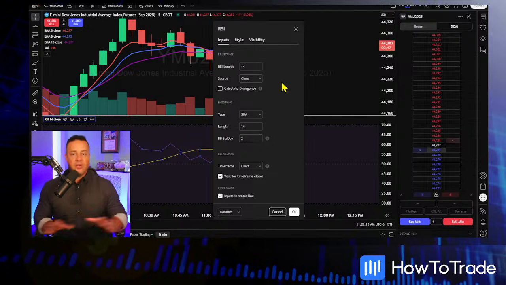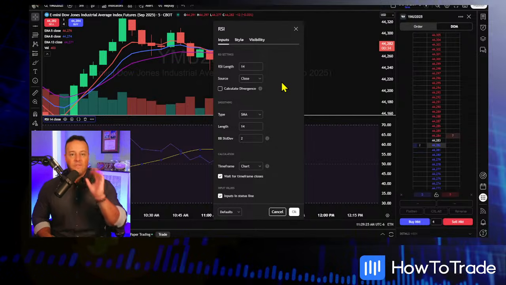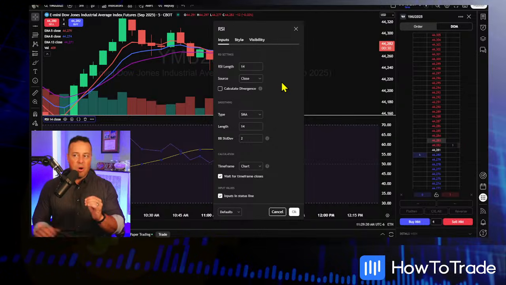I use the factory settings, like the default settings when you buy a TV or a computer or your phone. It's got all the default settings. I leave it on default. This is what Welles Wilder Jr. intended. An RSI length, the periodicity is 14. Your length is 14. Your source is the close of each bar. Do not worry about the smoothing. Do not worry about the calculation.